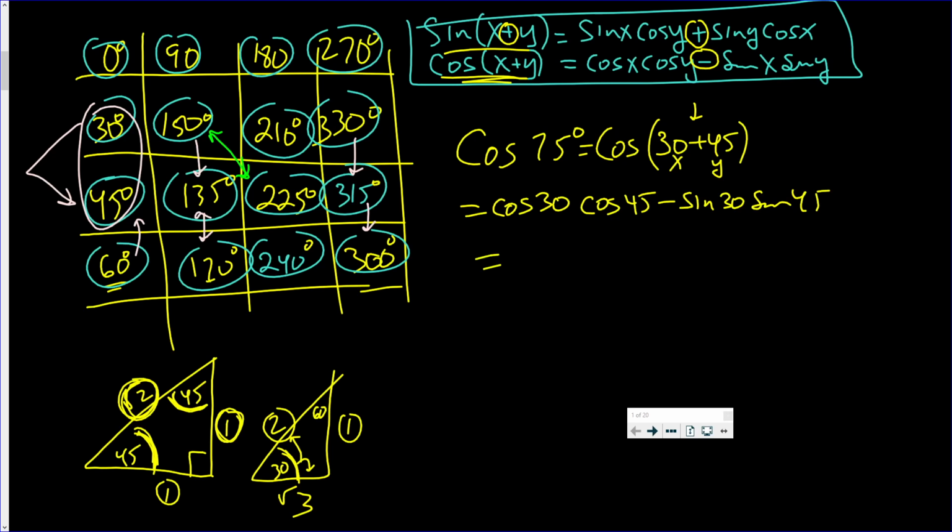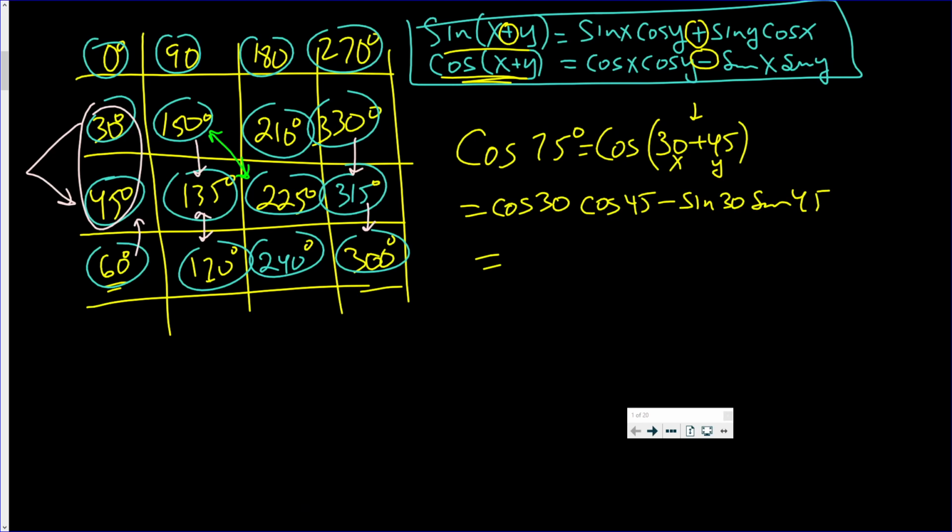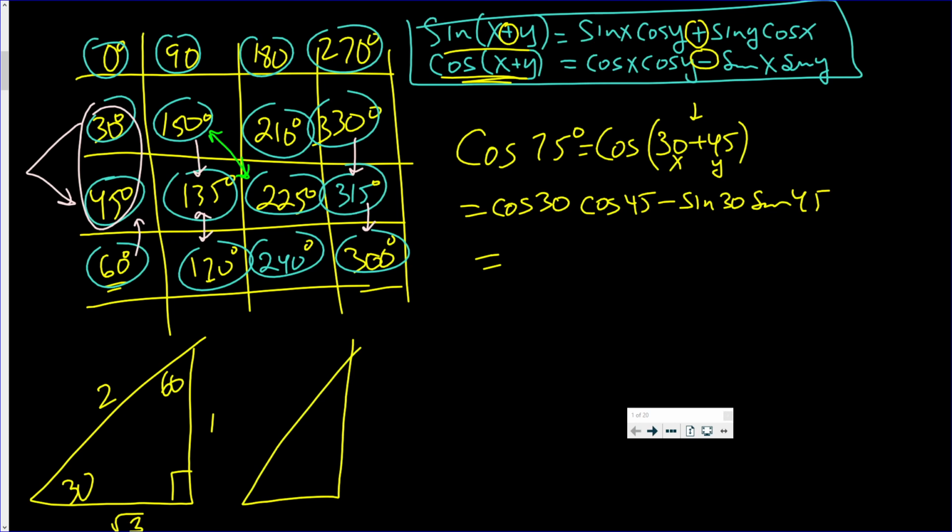Well, the cosine of 30, I drew on this a bit. Let me rewrite them. So, here is our 30, 60, 90 right triangle. This is 1 and 2 and square root of 3. And the 45 is 45, 45, 90. It's 1, 1, square root of 2. The cosine of 30, that's adjacent over hypotenuse. The square root of 3 over 2.